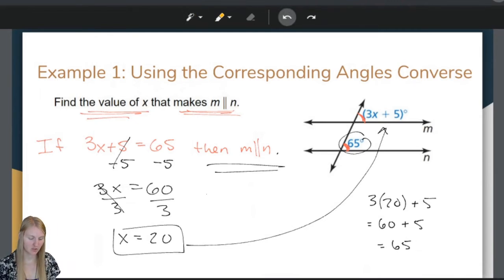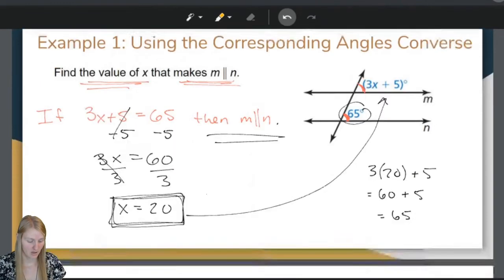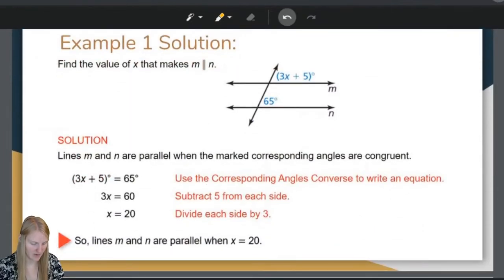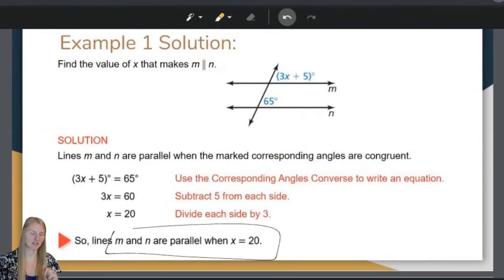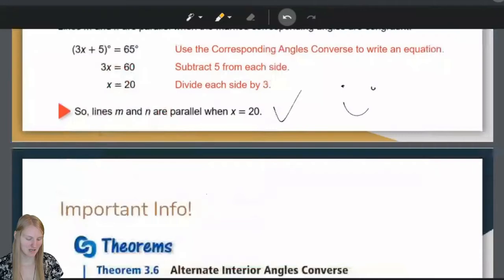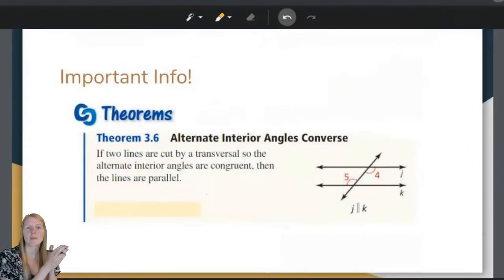Beautiful. So, our final answer, x equals 20. That is the value of x that makes m and n parallel. Okay, now, let's check. Yes, m and n are parallel when x is equal to 20. That's what we got to. Yay! Alright, next, now, let's go back and talk about our other theorems.